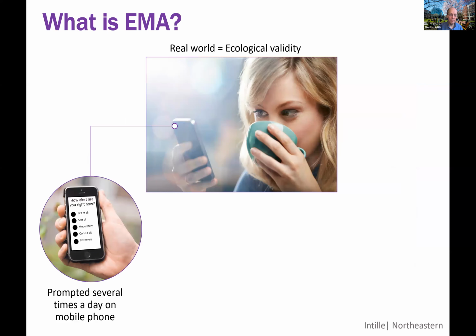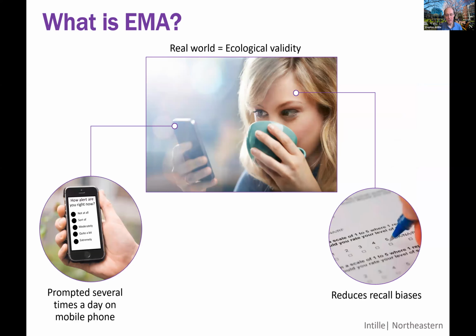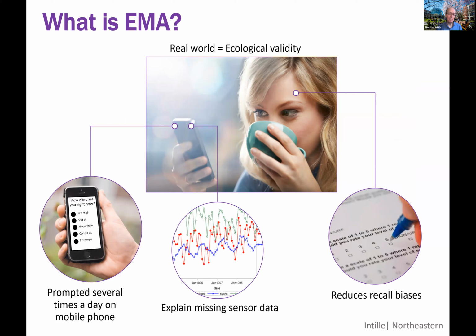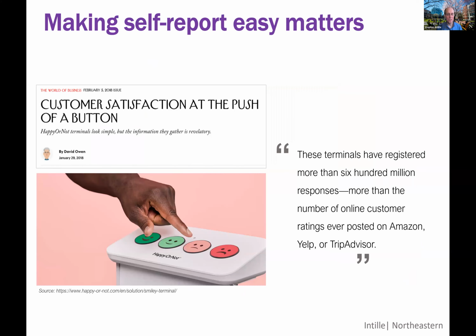The value of EMA is that you're getting prompted on the phone, and it reduces the recall biases that are problematic with surveys. It might also be used to explain missing sensor data that you can't get passively, or can't interpret passively. So it has potentially real world ecological validity, which is the appeal. But making this easy really matters. And these simple little things, you may have seen them in some places, turn out to be very, very effective at getting people to give feedback.